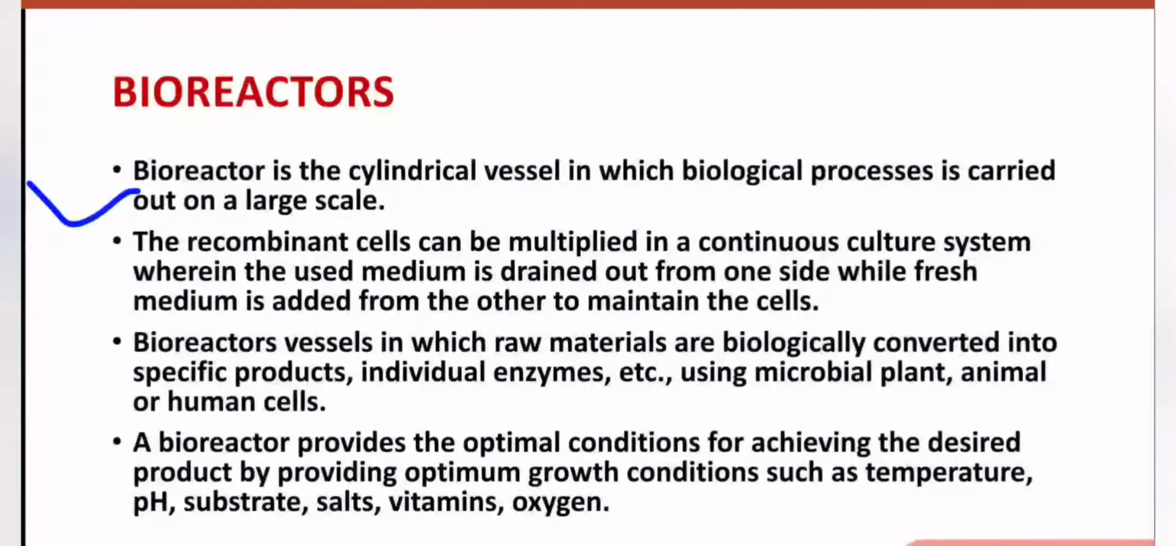The recombinant cell will multiply in this continuous culture system. These bioreactor vessels, in which raw materials are biologically converted into the specific products or individual enzymes, provide optimum conditions for the growth of these cells, and these conditions are of temperature, pH, substrate, salts, vitamins, and oxygen.